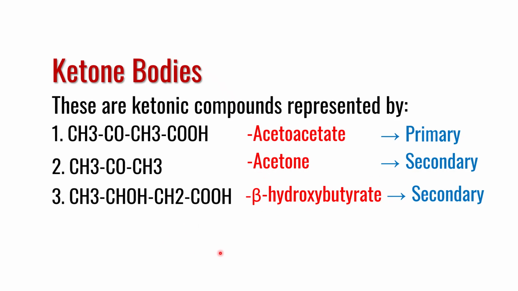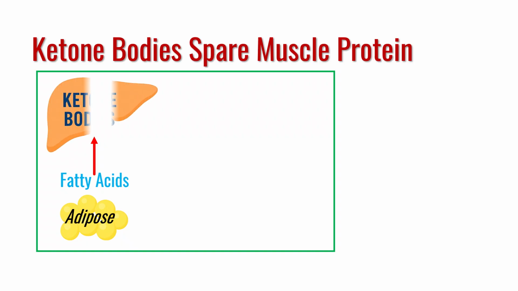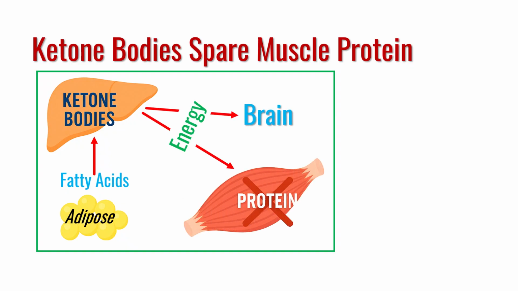These are generated by the liver as an alternative energy fuel under prolonged fasting, starvation, and certain medical conditions such as diabetes mellitus. During prolonged fasting and starvation, adipose tissues release fatty acids which are converted into ketone bodies. These ketone bodies provide energy to the brain and other tissues and reduce the need for gluconeogenesis from muscle protein. Therefore, production of ketone bodies is an adaptive response to spare muscle proteins during prolonged fasting and starvation.